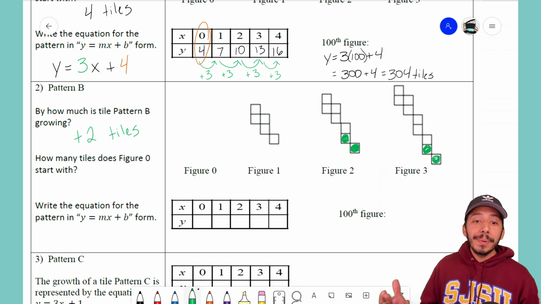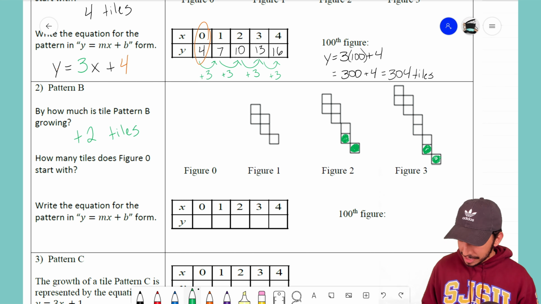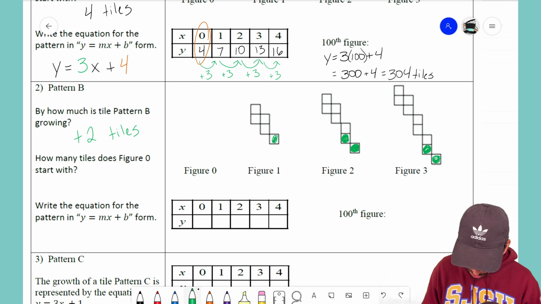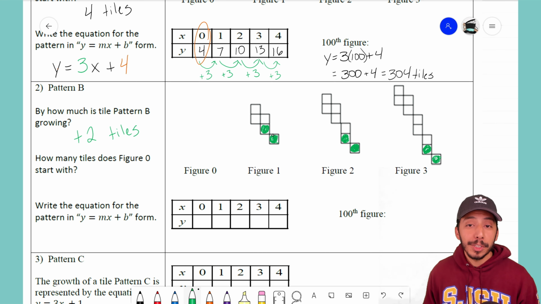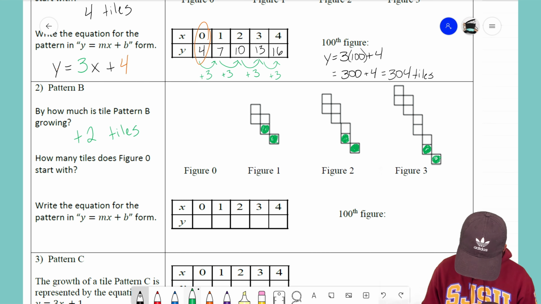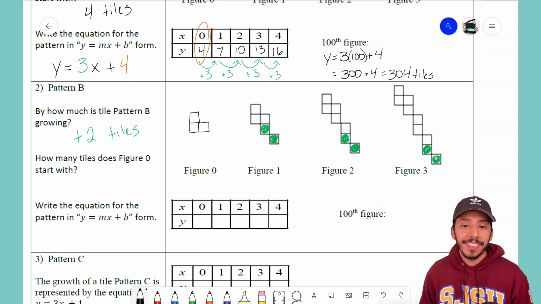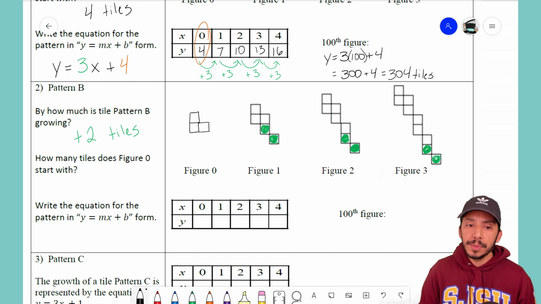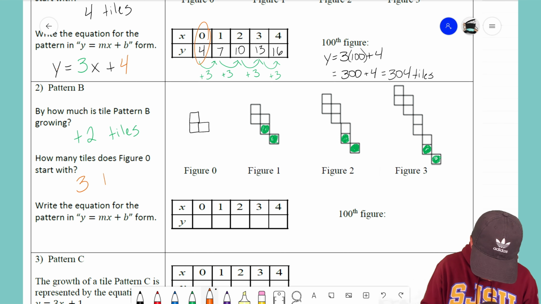And now we have to figure out how many tiles figure 0 starts with. So again, we could jump to the table, or an easier way might be that I know I'm still just adding 2 tiles to the bottom. So that means for figure 1, 2 tiles were also added to our figure 0 to get figure 1. And once I draw out or shade in those tiles that were added, I'm left with the original figure 0 here. And now I can see that figure 0 ended up being 3 tiles arranged just like that. And every time we moved to the next figure number, we kept adding 2 tiles to the bottom. So how many tiles does figure 0 start with? I think it starts with 3 tiles.